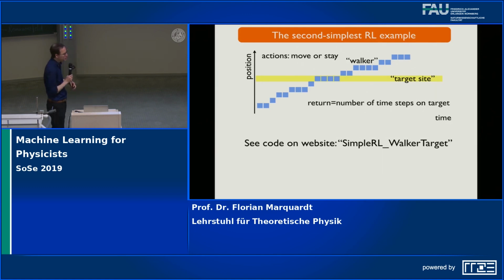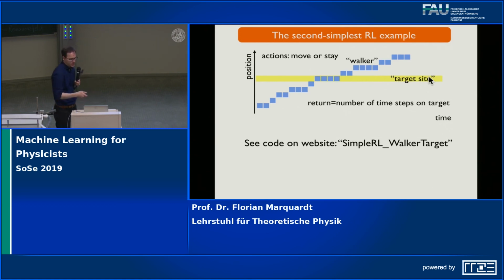I want to say the action is just move ahead or stay, and you get rewarded if you stay for a really long time on what is called a target site. So this is how the state dependence comes in. You need to know which site you are on, and you need to understand that once you have reached the target site, you should stay.